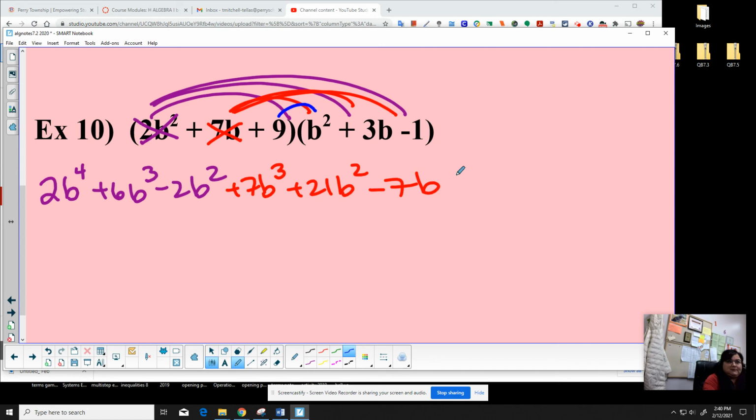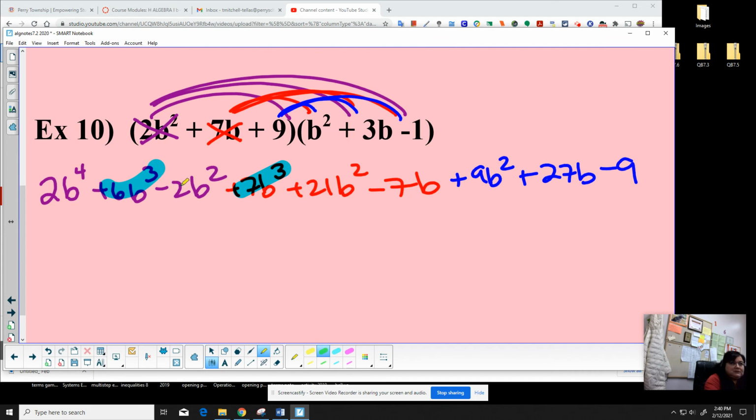So now I have to do the 9. So 9 times b squared is plus 9b squared. 9 times 3b is plus 27b. And 9 times negative 1 is negative 9. Okay, and so now I'm going to highlight. The 2 on the ends don't have like terms to go with, but the others do. So the 3 b to the 3rd powers go together. The b squareds go together. And the b's go together.